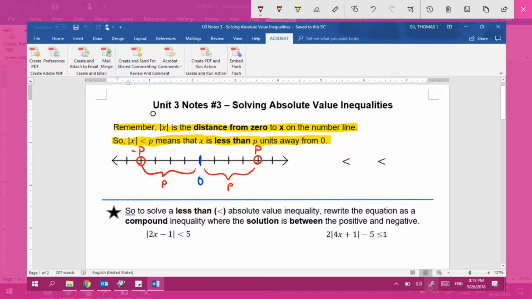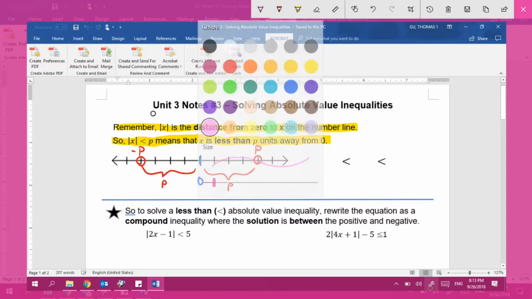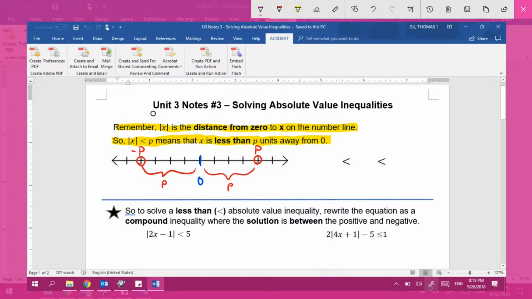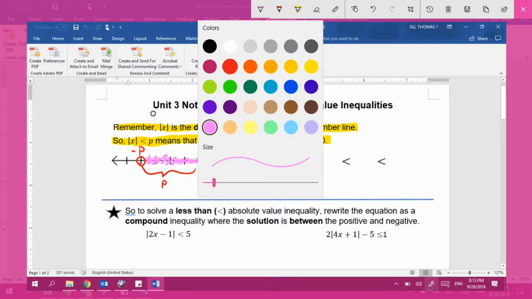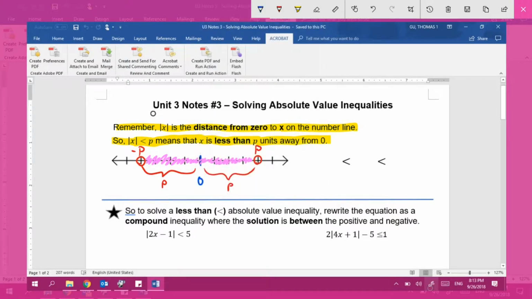All right, so if x has to be a number that is less than p units away from 0, where are my possible solutions going to be? My possible solutions are going to be on the inside, in between both of these points, p and negative p, because x has to be less than p units away. If I said that the answers were out here, that would be greater than p units away.